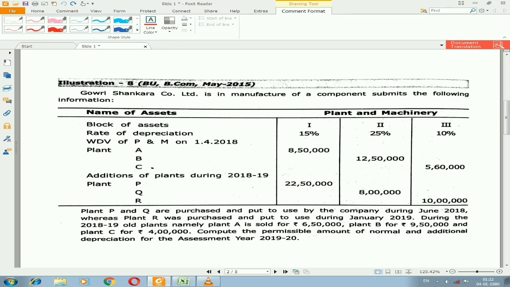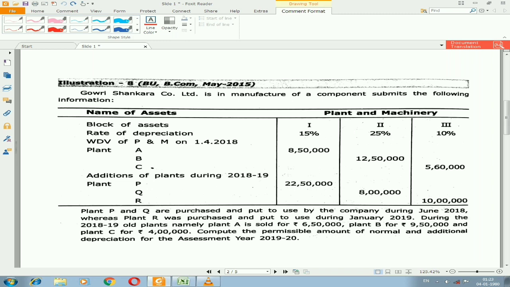So block of asset is nothing but assets which will have the same category and contain the same rate of depreciation. For the block of asset 1 they need to follow 15% of depreciation. For block of asset 2 they follow 25%, and for the third one 10%. Next we have WDV of the plant and machinery on 1/4/2018. Plant A is 8,50,000, plant B is 12,50,000 and plant C is 5,60,000.